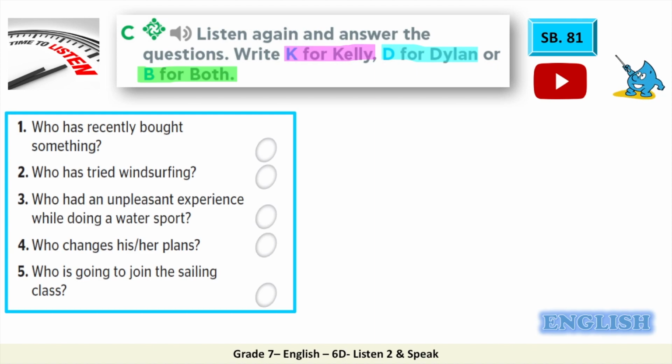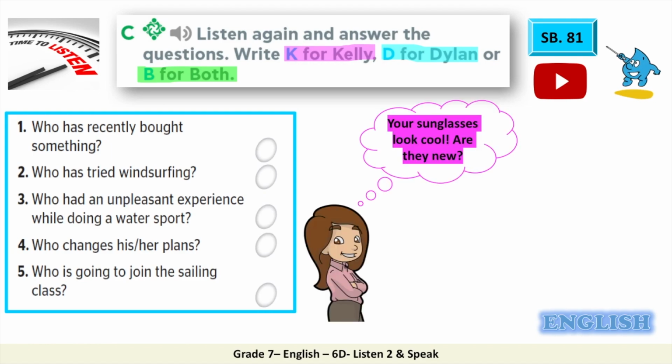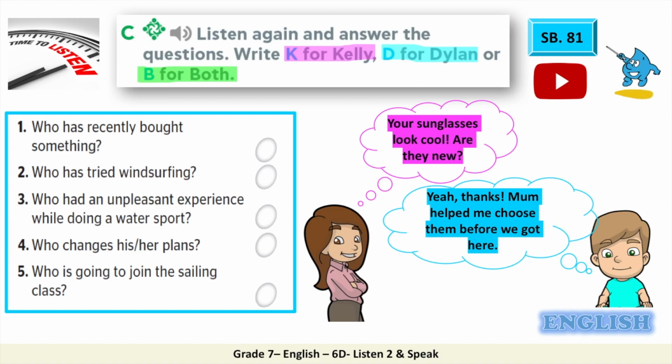Question number 1. Who has recently bought something? Kelly tells her brother, Dylan, your sunglasses look cool. Are they new? And he replies, yeah, thanks. Mom helped me choose them before we got here. So the correct answer to question number 1 is D for Dylan.